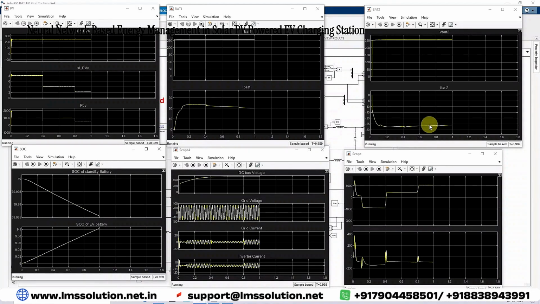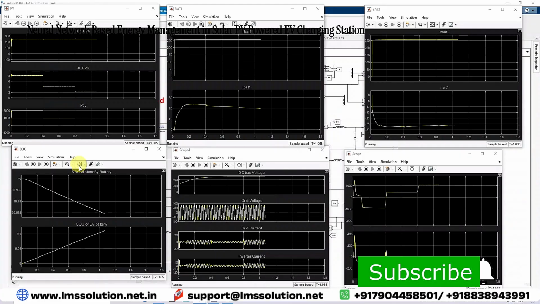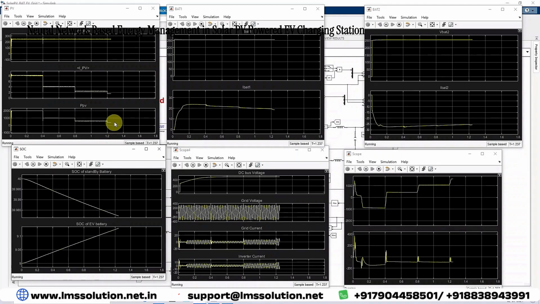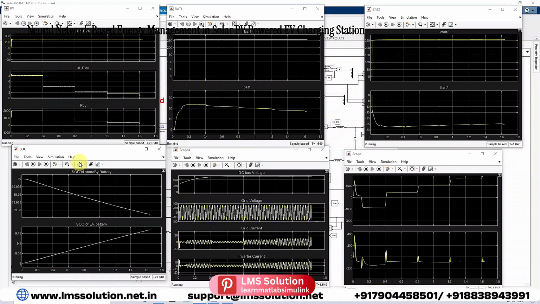Till the EV battery charging condition, the current flowing through the battery is negative. Negative means it is in charging mode. You can see in the SOC graph, the SOC of the EV battery is still increasing. Now the battery power is decreasing because of decreasing radiation. Now you can see the grid supplying the power to the DC bus because of increasing DC demand, that means grid power, right? The grid is supplying the power, you can see the sharing of the storage battery, the current also decreases because of this sharing of grid power.